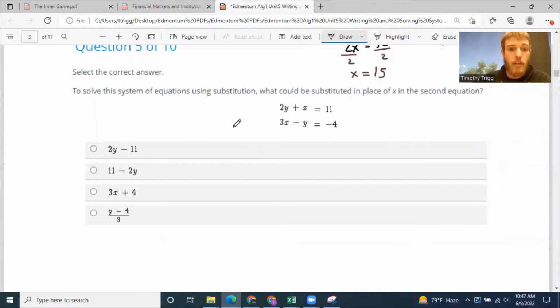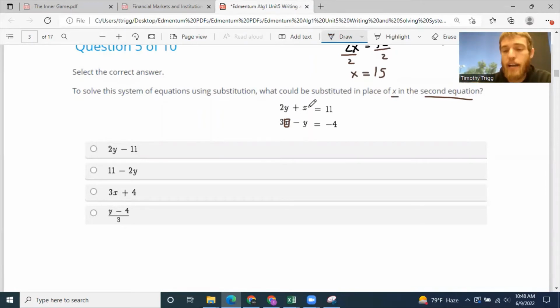To solve the system of equations using substitution, what could be substituted in place of x in the second equation? So here they're asking, hey, I want to replace the x here, or substitute the x here. How would I do that? Well, we want to solve for x in the first equation. That's what they're basically asking us to do, because it says what can be substituted for x in the second equation. You'd have to solve for x in the first equation in order to substitute into the second equation.